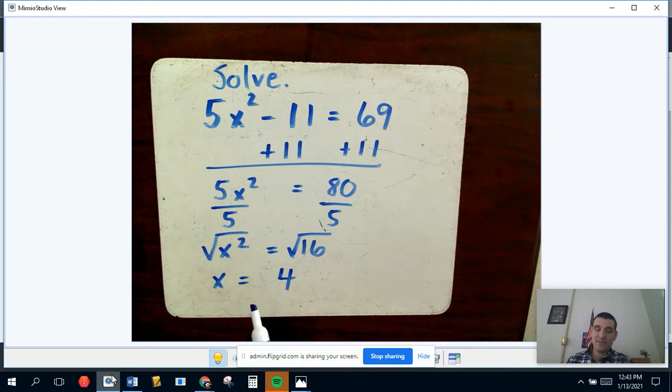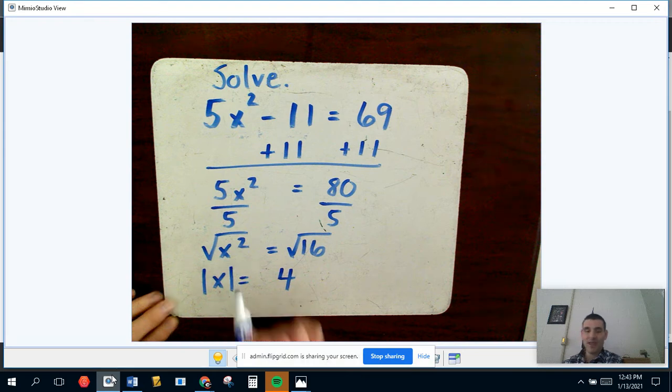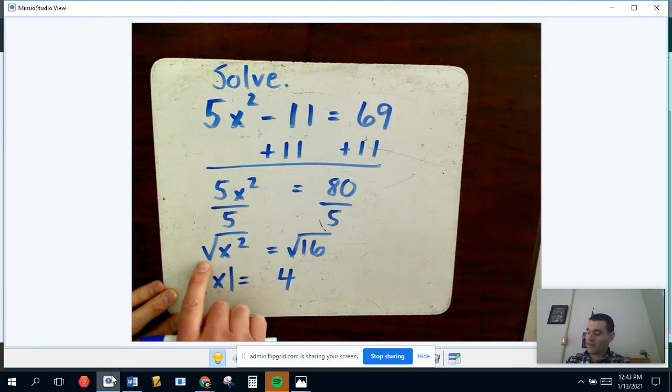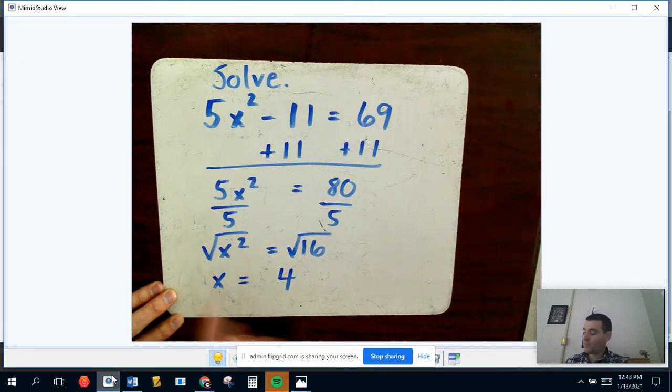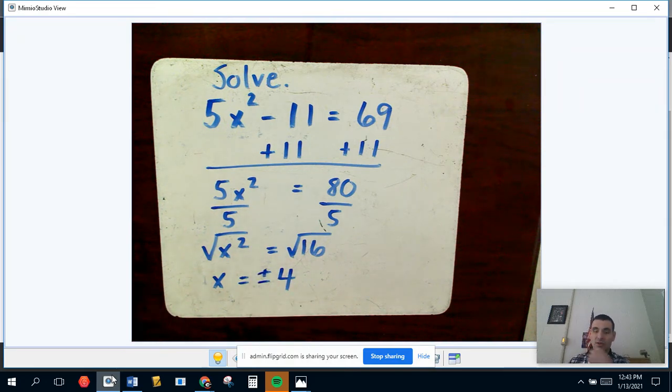For that reason, by definition, when you take the square root of x squared, it's technically the absolute value of x. Now, nobody ever writes this. Okay, so you probably don't want to write it either. But if you remember back to when you solved absolute value equations, to get rid of the absolute value bars is to put a plus or minus over here. Okay, so the correct answer is x equals plus or minus 4.